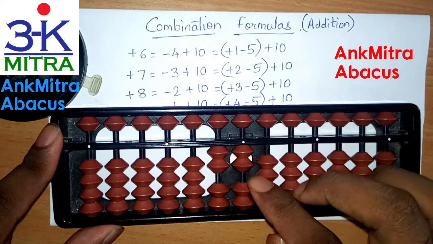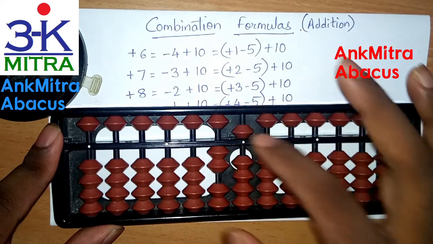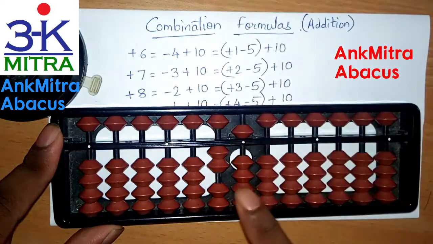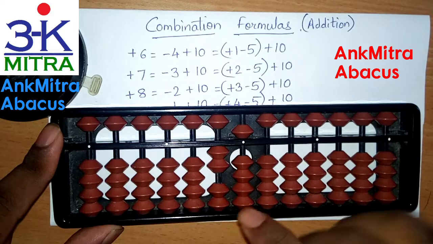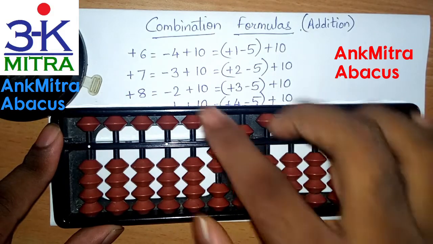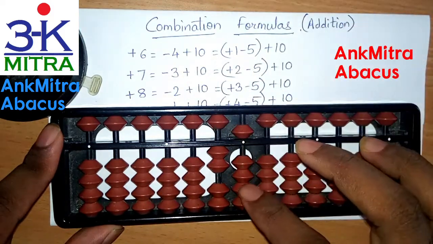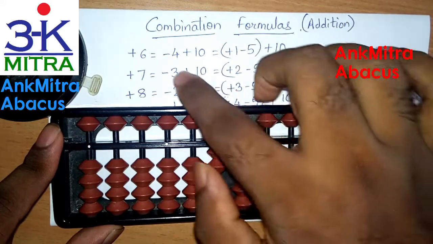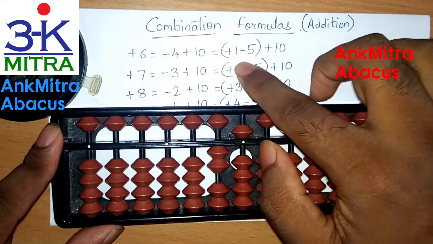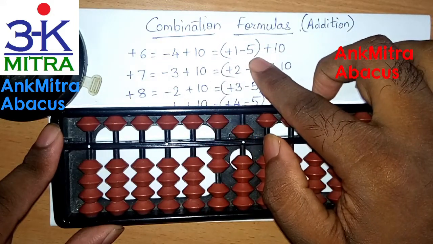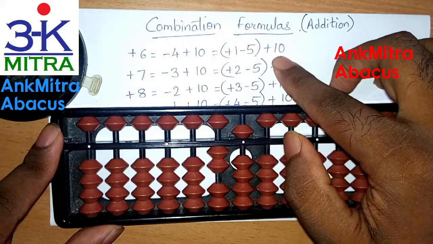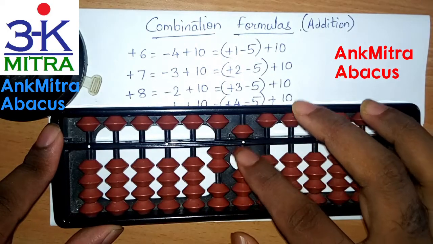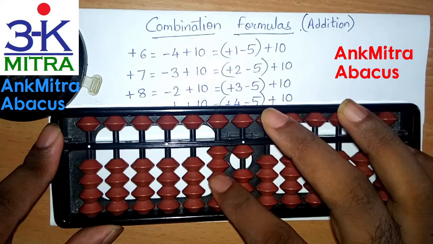In a similar fashion, suppose we have 25 with us and we are supposed to add 6. Just like the previous example, we cannot subtract its big friend, which is 4, directly, because we don't have 4 beads available here. So we use the small friend formula of minus 4, which is plus 1 minus 5, and then add 10 to finish the addition of 6. So for addition of 6, we do plus 1 minus 5 and add 10 to finish the addition of 6.